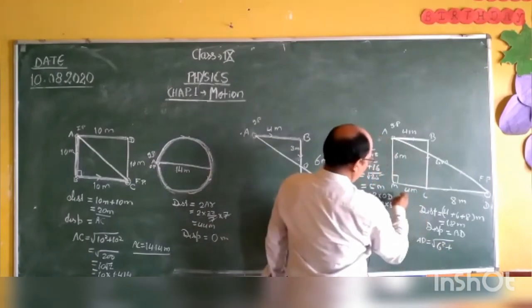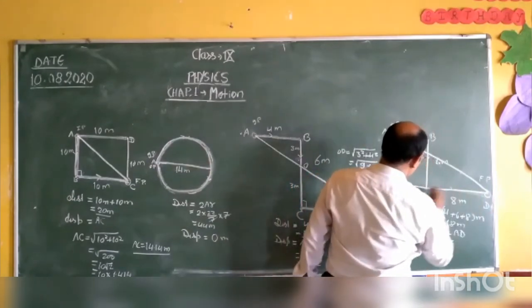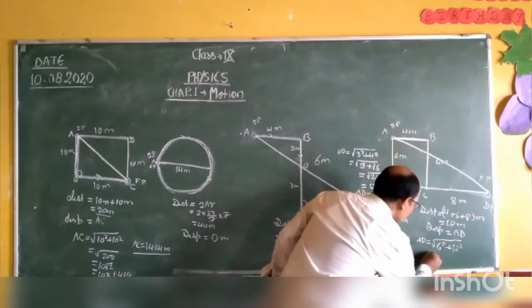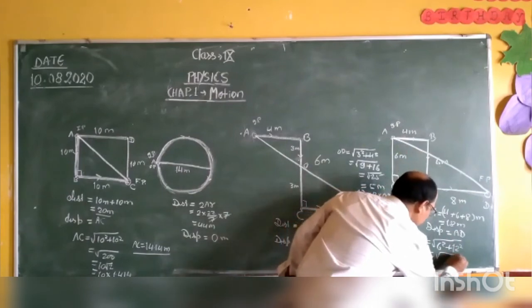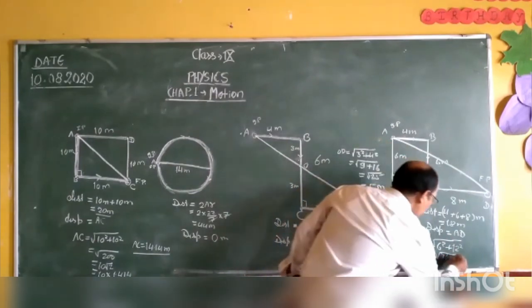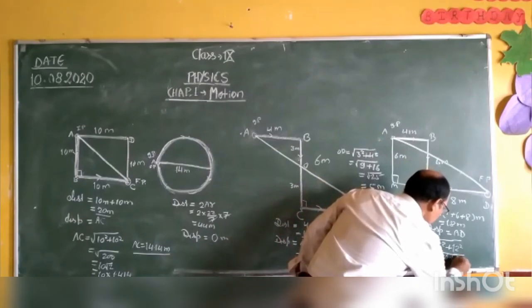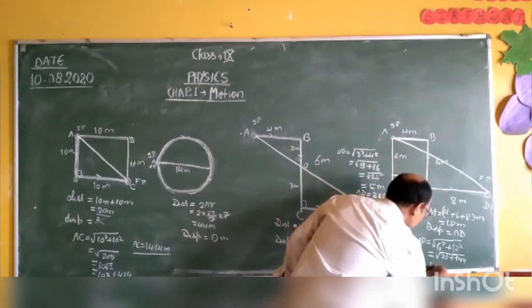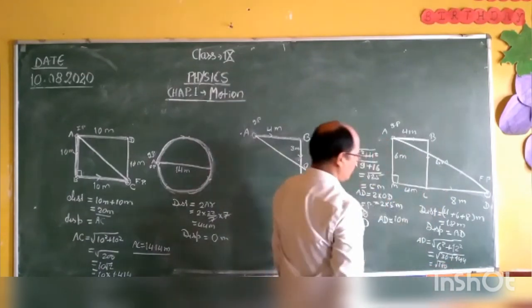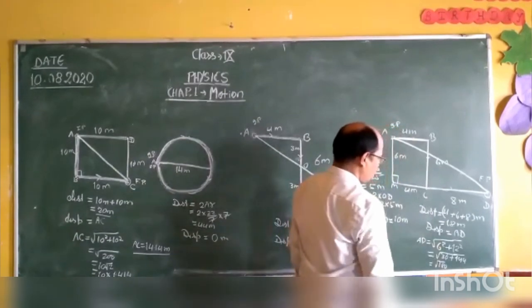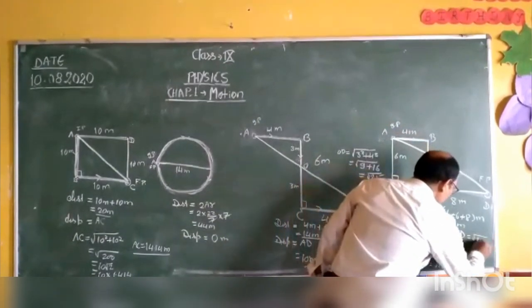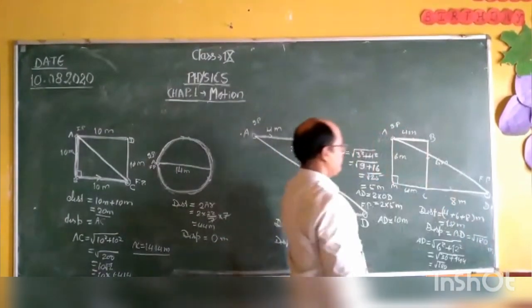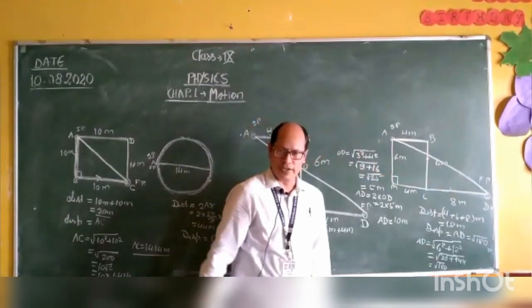Then AD will be root 6 square plus MD square. MD is 4 plus 8, which is 12, so 12 square. 6 square is 36 and 12 square is 144. Then it will be root 180. So AD will be root 180. Find the value of root 180, and that will be AD. Now in this case the AD will be root 180. Okay.